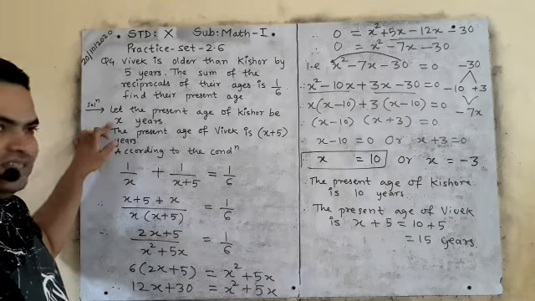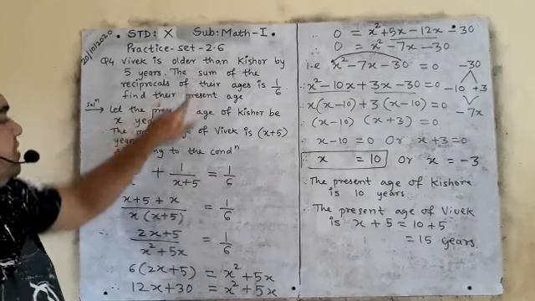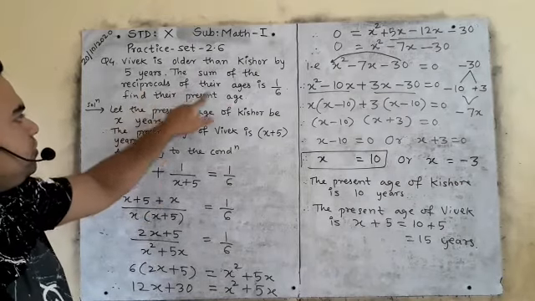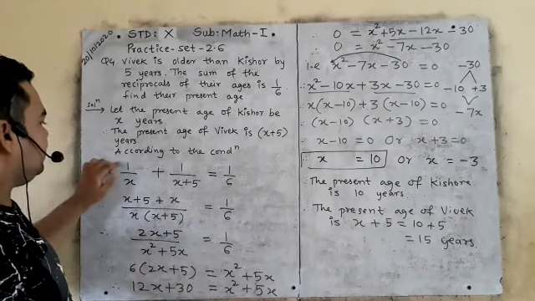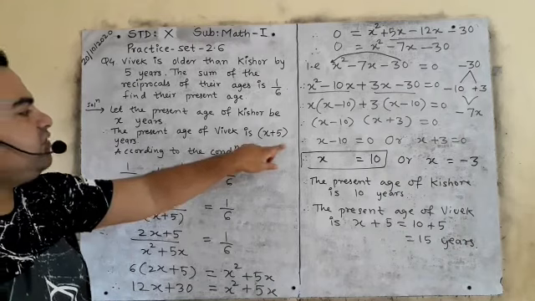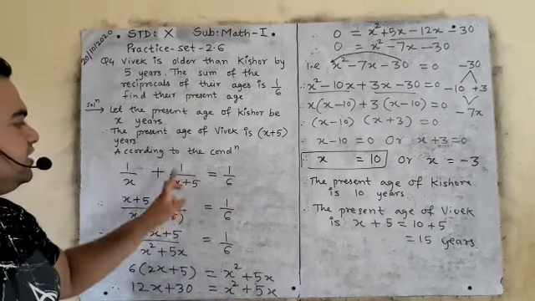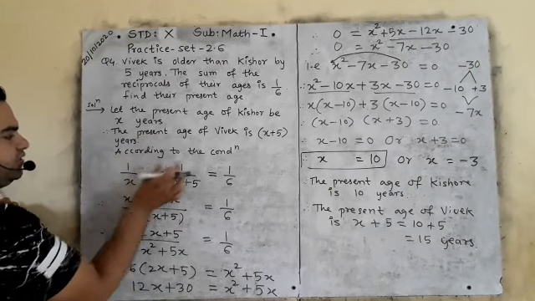Kishore's age is x. Vivek is 5 years older. So x plus 5. Sum means addition. Reciprocal of their ages means multiplicative inverse. So see, x upon 1 will be 1 upon x. x plus 5 upon 1 will be 1 upon x plus 5. Then this you will add here.